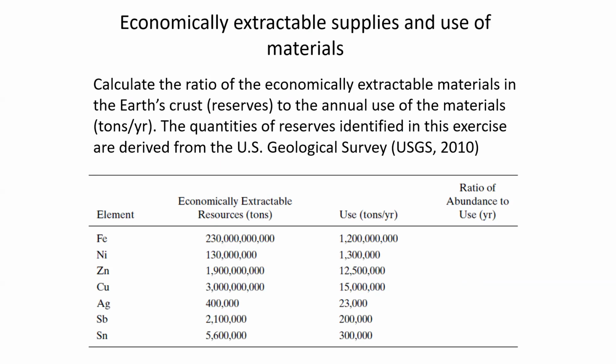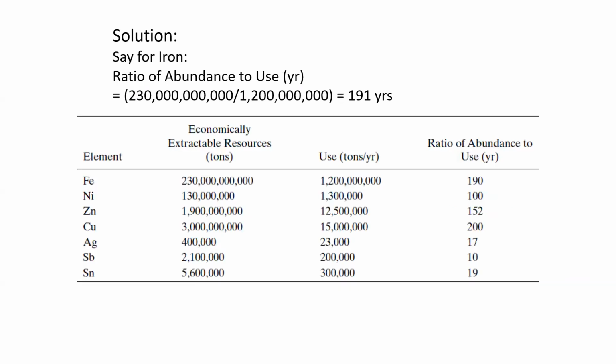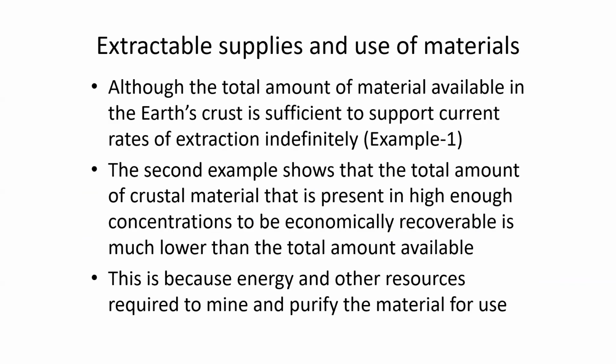So in terms of the ratio of abundance to use, economically extractable resource and how much is being used. You can see that for iron, the ratio of abundance to use is 190 years of iron still there. But if you look at the way we are using silver, antimony and all that, only 10 years, 19 years, copper 200 years, that's it.